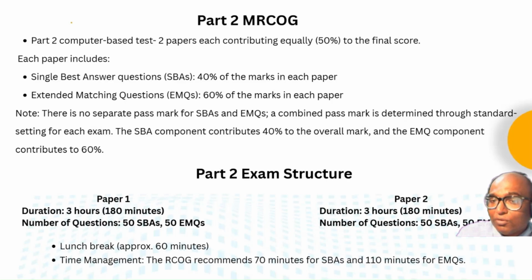In one paper there will be 50 SBAs and 50 EMQs, but there is no equal weightage to these SBAs and EMQs. There is a maximum weightage to the EMQs. So 60% of the marks will be taken into account from your EMQ score, and 40% of the marks will be taken into account from your SBA score.